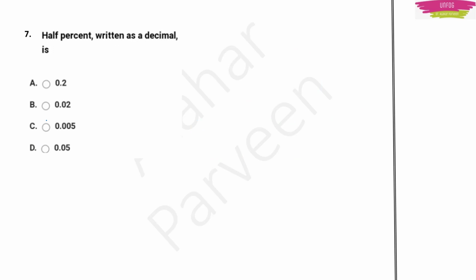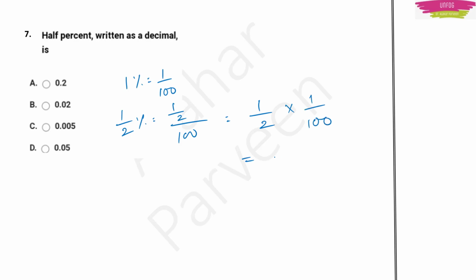Next question. 0.5% written as a decimal is. This is very simple. See, for 1% what do you write? You write 1 by 100. For 0.5% what do you write? You write half by 100. Or you can also write it as 1 by 2 into 1 by 100, right? This can be written as 1 by 200, or 0.005. You should be very good in calculations or else your answer will go wrong. Option C will be the right answer. Okay.